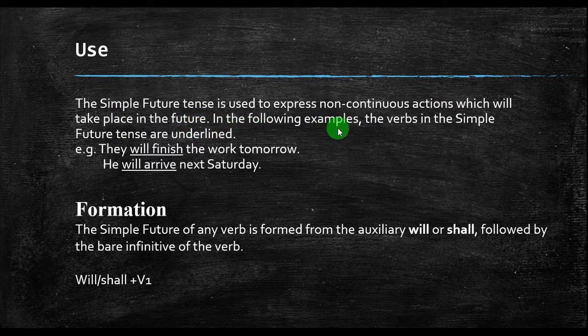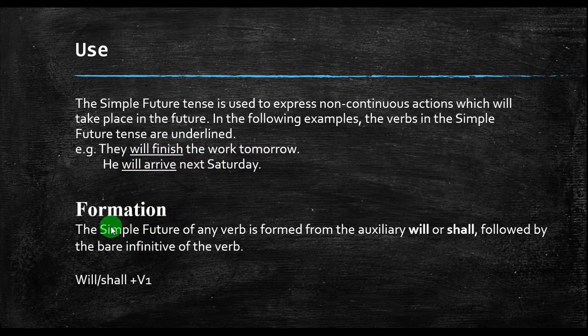Right. In the following examples the verbs in the simple future tense are underlined. इन एग्जांपल्स में आपको पता लग जाएगा कि उन्हें कैसे इस्तेमाल करना है. They will finish the work tomorrow. वो अपना काम कल खत्म कर लेंगे. They will arrive next Saturday. वो अगले Saturday को आएंगे. So you see here, will finish means काम खत्म करेंगे, will arrive means आएंगे. So underlined form is simple future tense.